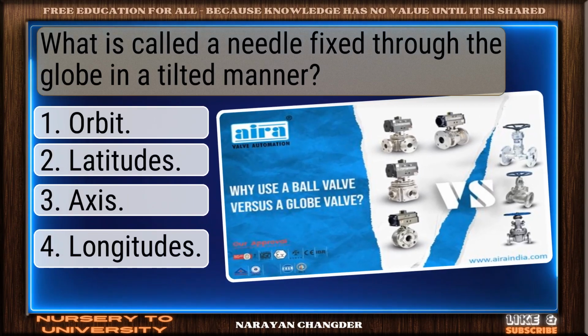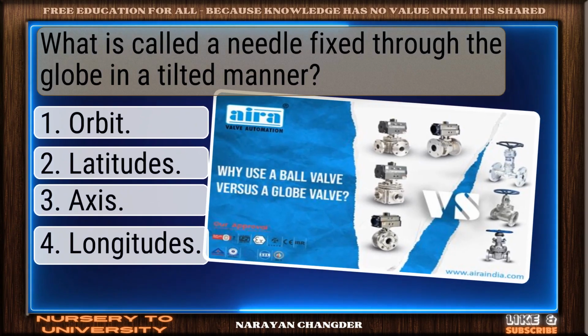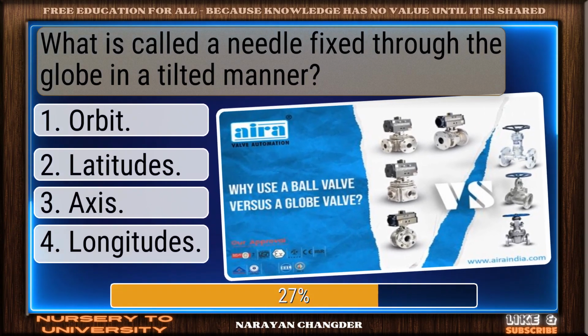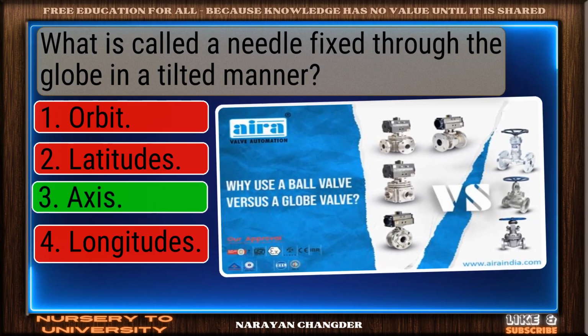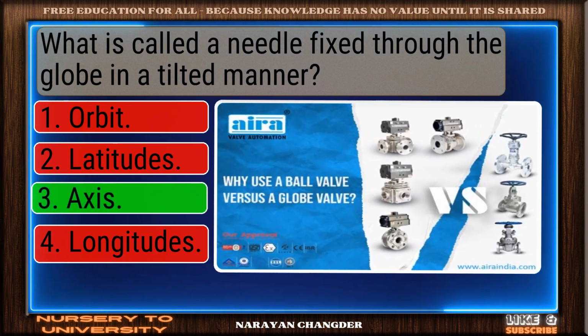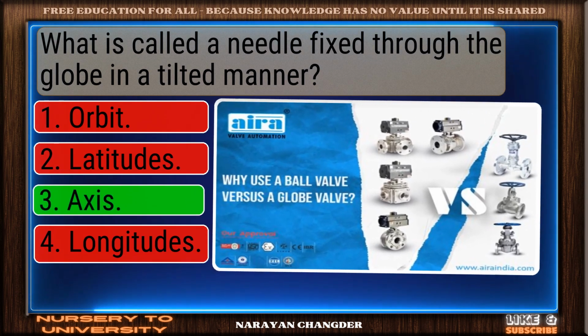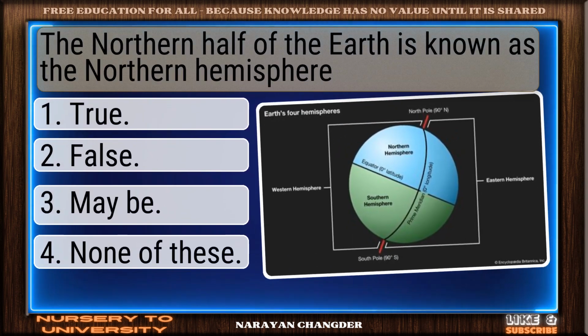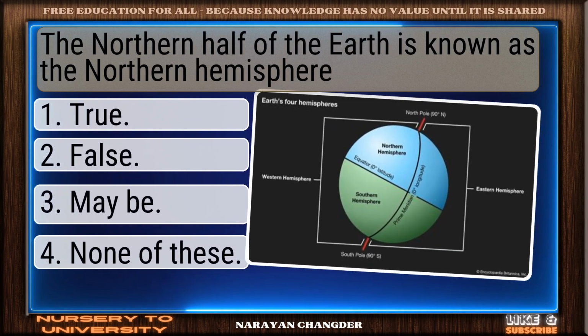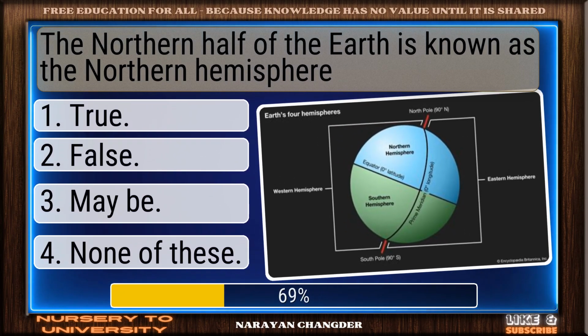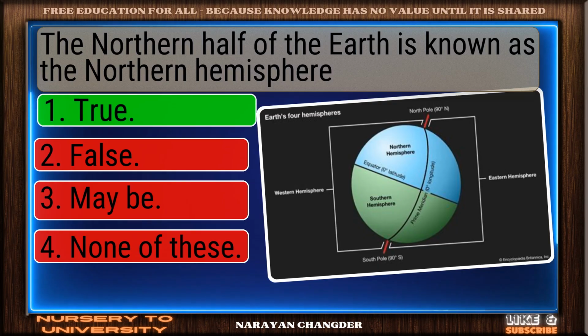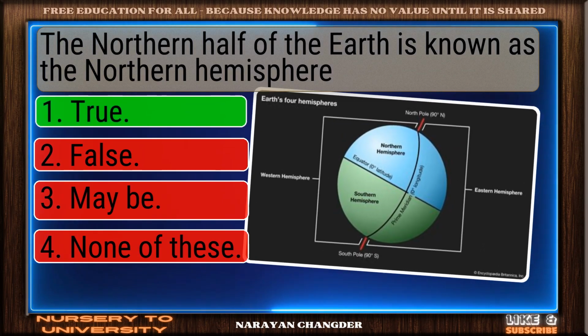What is the needle fixed through the globe in a tilted manner called? Clear logic. Your choice axis is sound and 100% true. The northern half of the Earth is known as the Northern Hemisphere. Good job. Your answer true works well here.